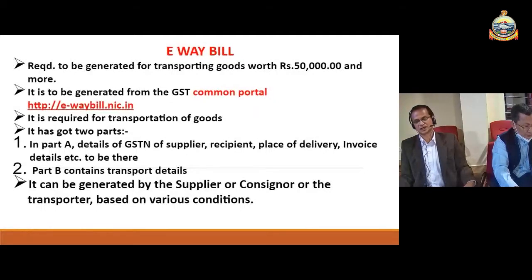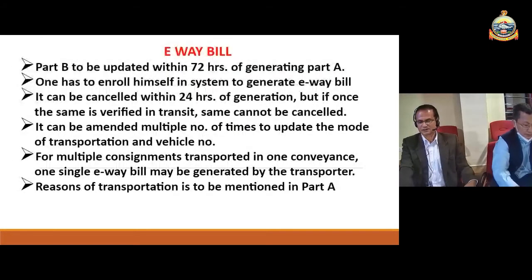This also has two parts, Part A and Part B. Part A contains the details of the GSTN of the supplier, the recipient, place of delivery, invoice details, all these things. And Part B contains the details of the vehicle number and transporter and all. Part B can be generated by the supplier or the receiver or anyone. And Part B has to be updated within 72 hours of generating Part A.